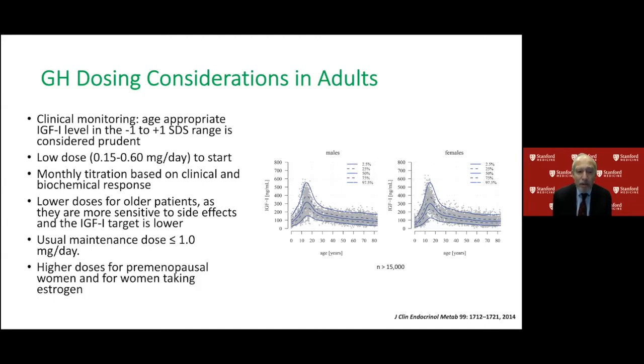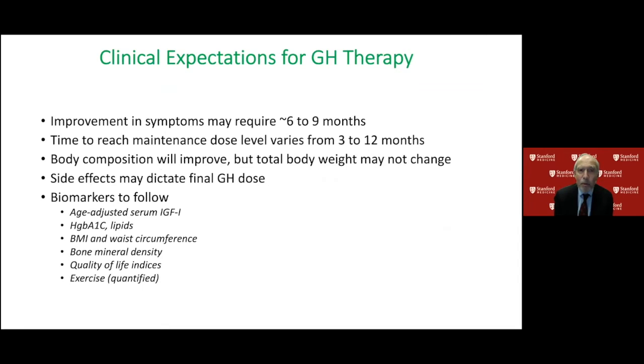However, we often have to use higher doses for premenopausal women, and for women taking estrogen. What are our expectations? It's very important to warn the patients that the improvement in symptoms may require quite a while, anywhere from 3 to 6 up to 9 months. And it may take up to 3 months or longer to achieve a proper maintenance dose.